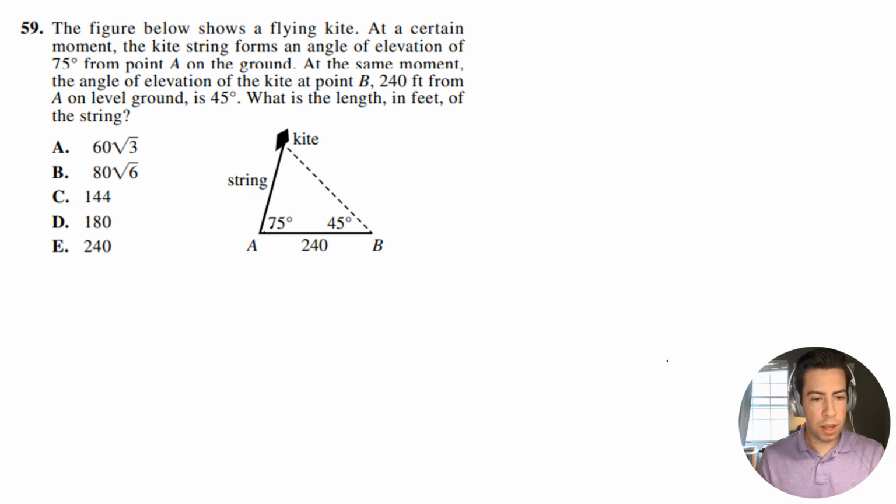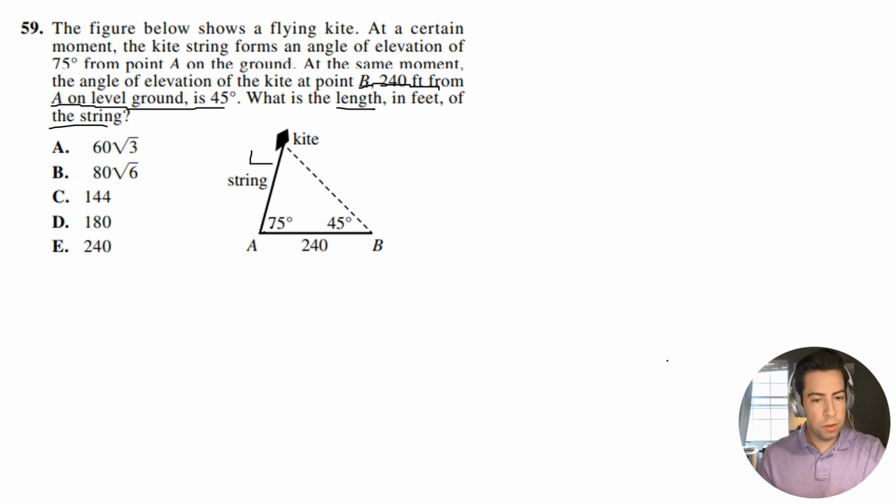The figure below shows a flying kite. At a certain moment, the kite's string forms an angle of elevation of 75 degrees from point A on the ground. At the same moment, the angle of elevation of the kite at point B, 240 feet from A on level ground, is 45 degrees. What is the length in feet of the string? So we have to figure out what this string length is. So we'll just call that L.